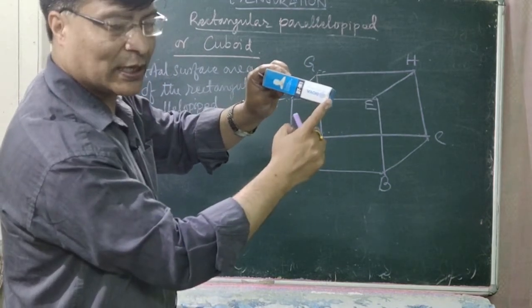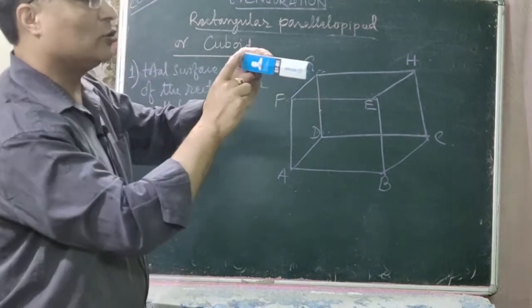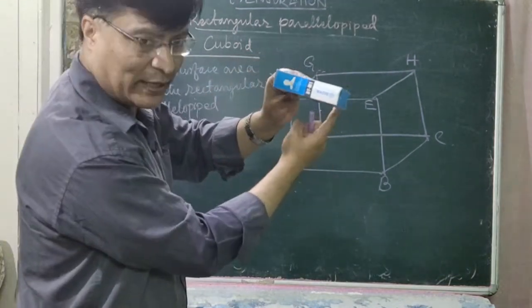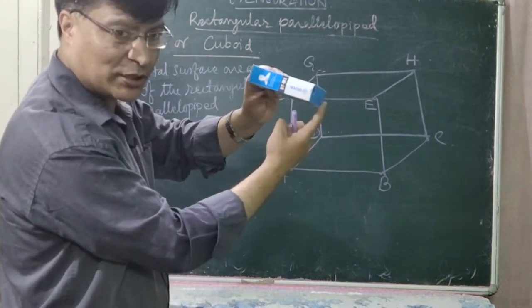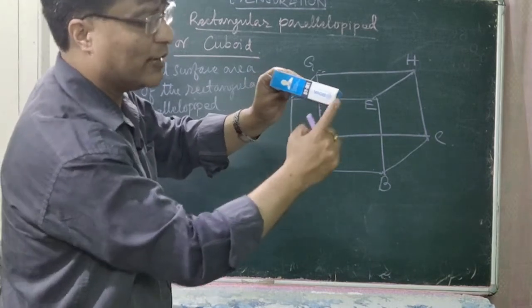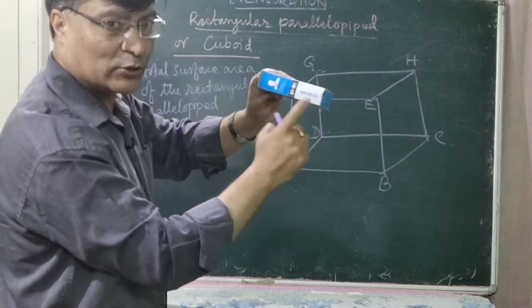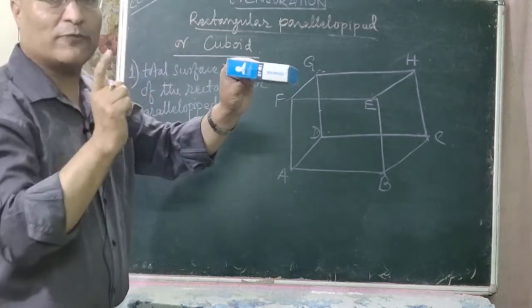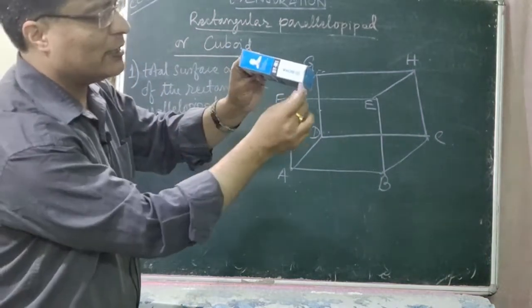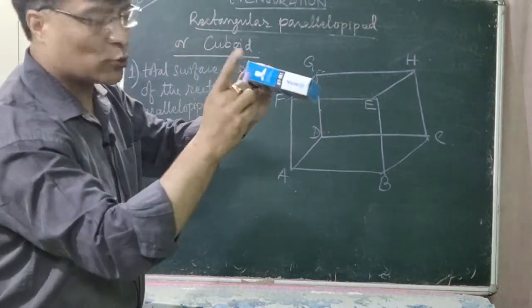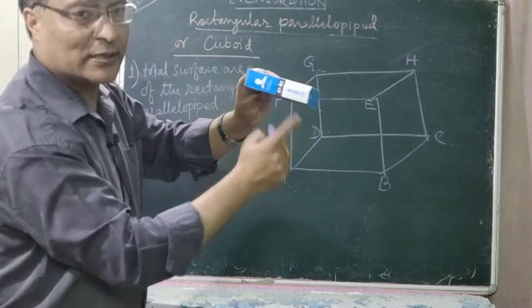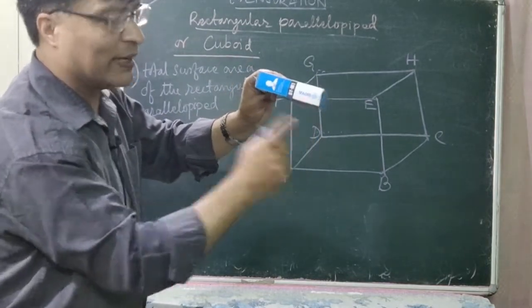2bh, अनि अर्को कति हुन्छ? 2lb, 2bh, then 2 into l into h plus 2 into l into h. That is, what is the formula? Twice l into b plus twice b into h plus twice l into h.